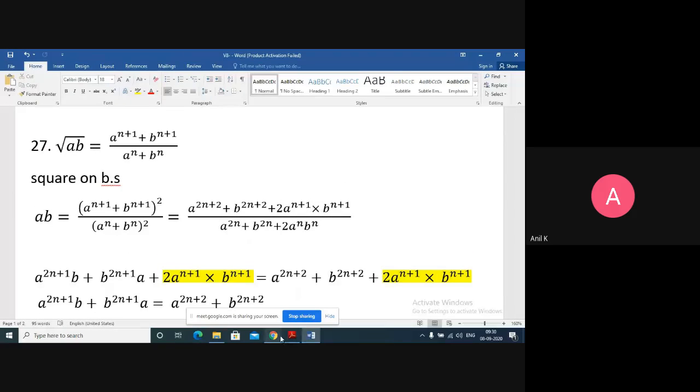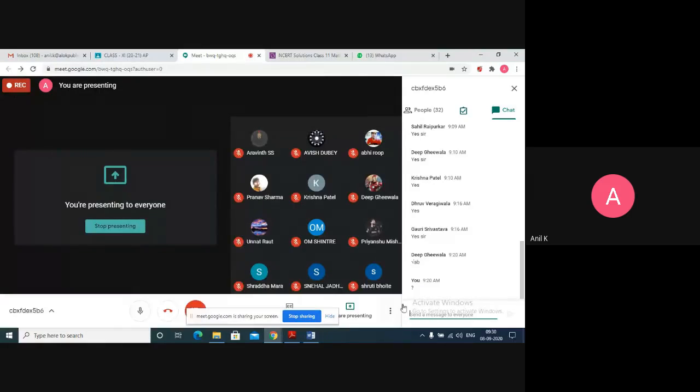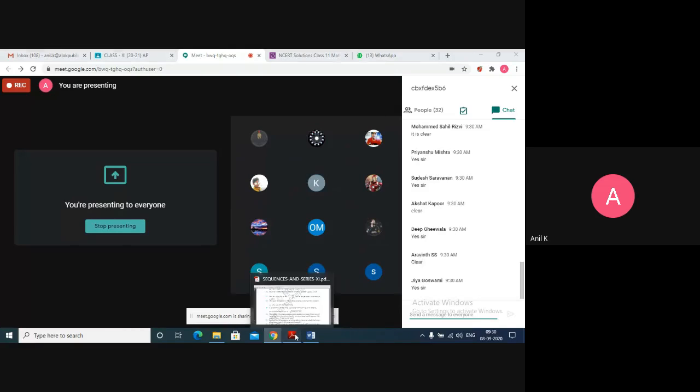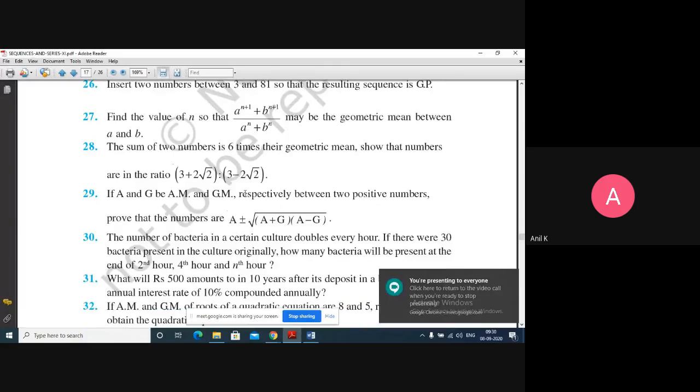Is it clear for everyone? Do you want me to repeat any steps? Yes, students? I want answers from everyone. Based on the exponential formulas, you have to be very clear about those formulas, how to use them.